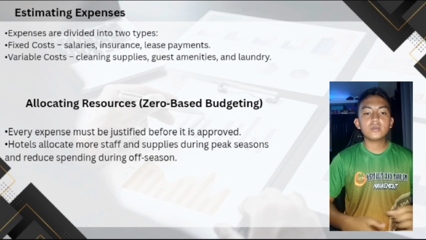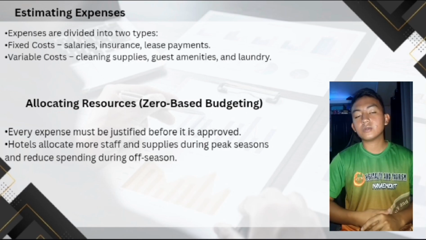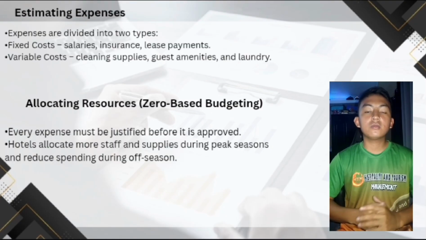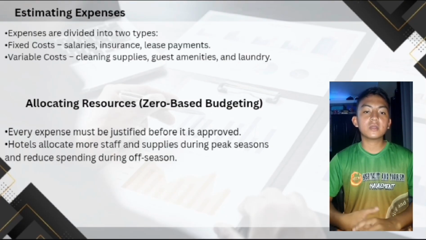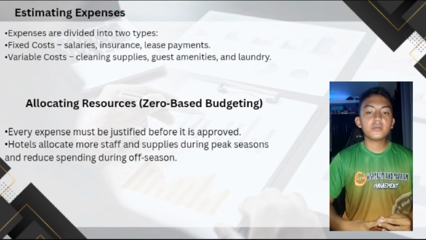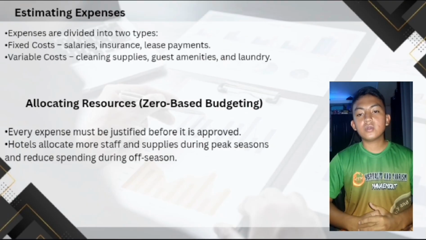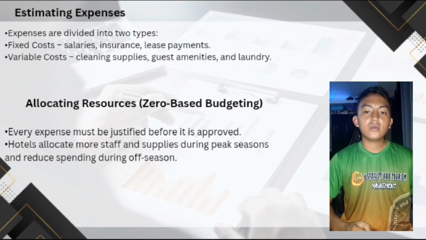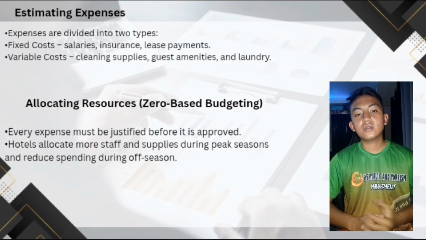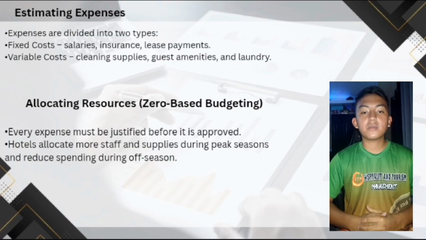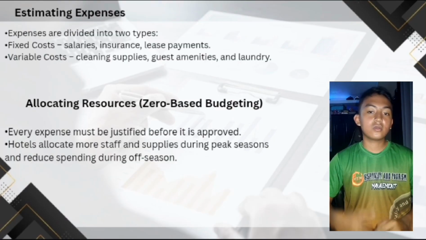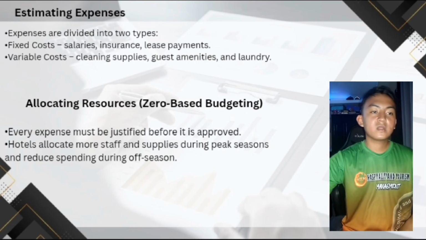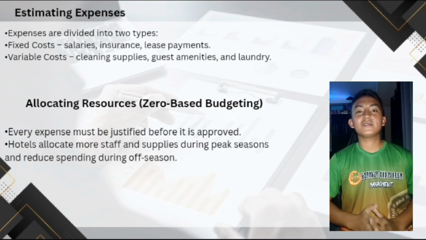For example, during peak tourist season, a hotel may schedule more housekeeping staff and purchase additional cleaning supplies because many rooms will be occupied. However, during the off-season, when fewer guests stay in the hotel, it reduces staff schedules and limits supply purchases to control costs. That's all. Thank you.